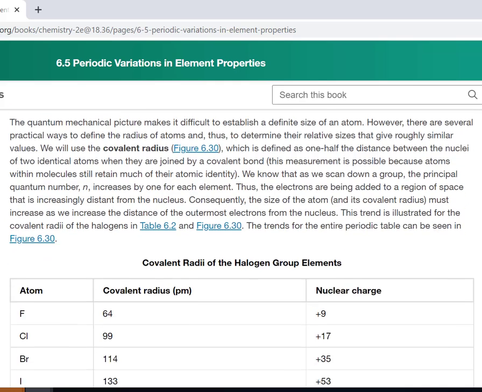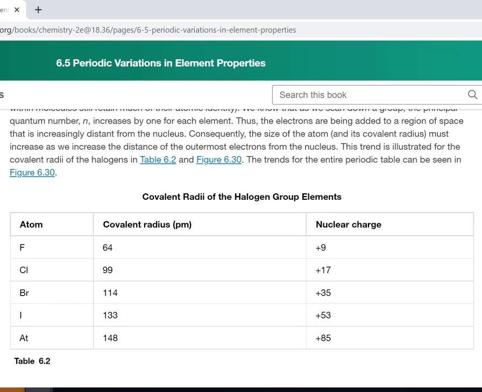So we're showing a list here for the halogens. And what you'll see is that as you go down the group, the radii get larger. Starting at the top with fluorine, we have a radius of 64 picometers. At the bottom with astatine, we have 148 picometers. Now, you will not have to memorize these numbers, so don't worry about that. What you want to understand is that they get bigger as you go down.